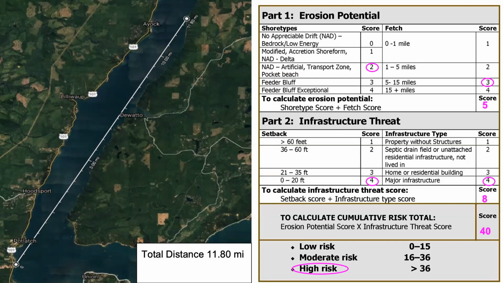But if you follow the table on the right up there, we'll call this major infrastructure for demonstration purposes again, and we end up with a score that indicates a high risk, right? We get a 2 and a 3 for our erosion potential for a cumulative of 5. We get a 4 and a 4 for our infrastructure threat, which gives us an 8. Multiplied together, we get a 40, which puts us just outside of the moderate risk and into the high risk zone there. So again, that drives our appropriate techniques, which we'll be talking about next week.